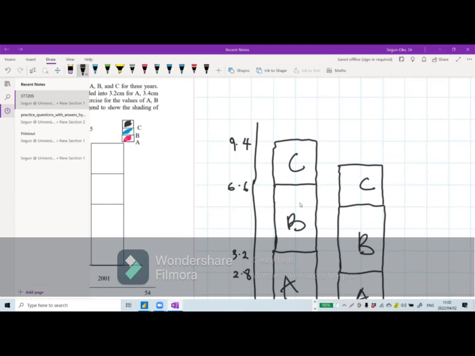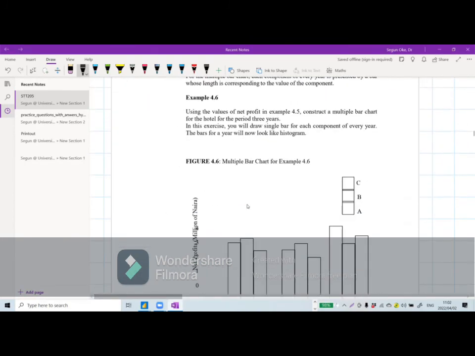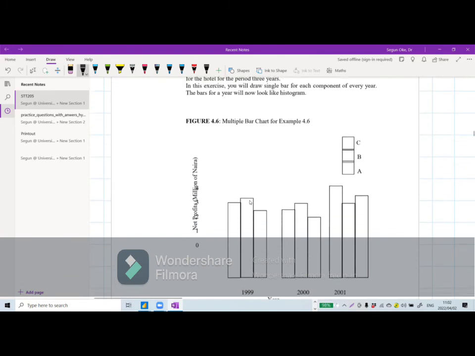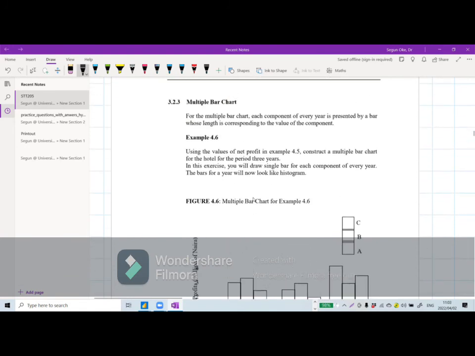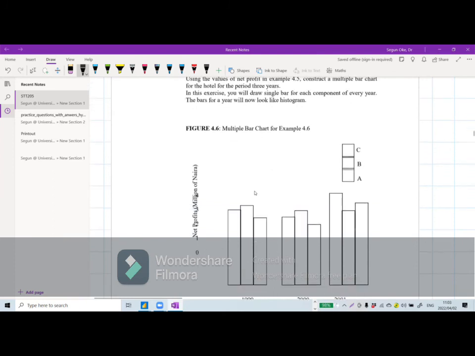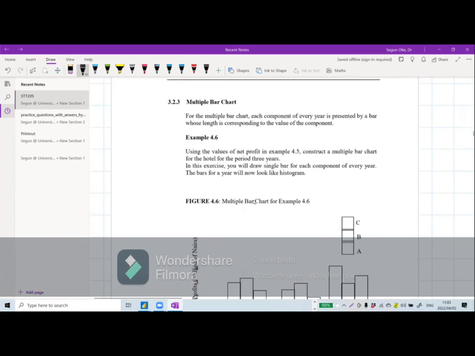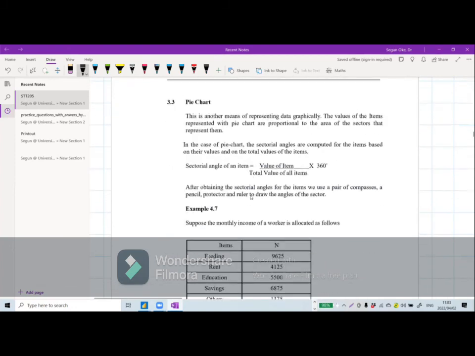Can you see the way I solve it now? You can do the one of C by yourself. Okay, let's move on to multiple. The one of multiple is also straightforward, the way we solve the first one. How do we draw the one of multiple? Please go and read it up and make sure you get it right.